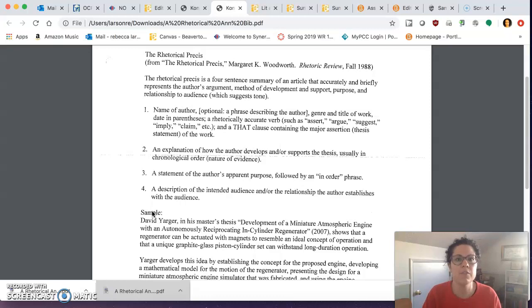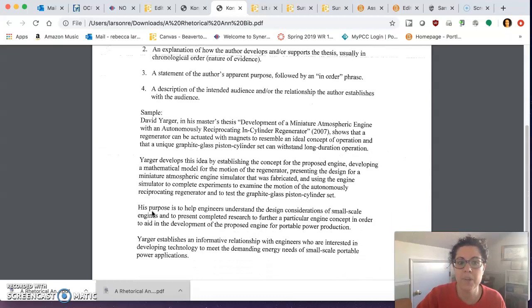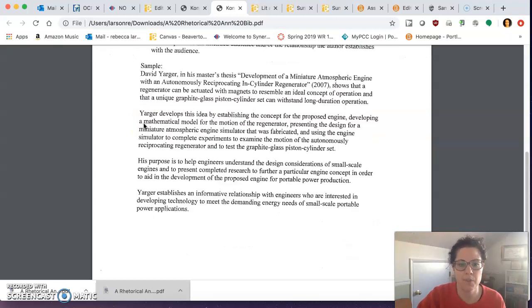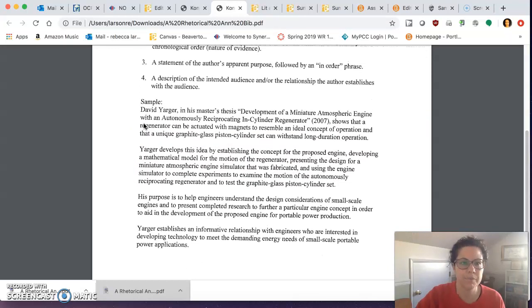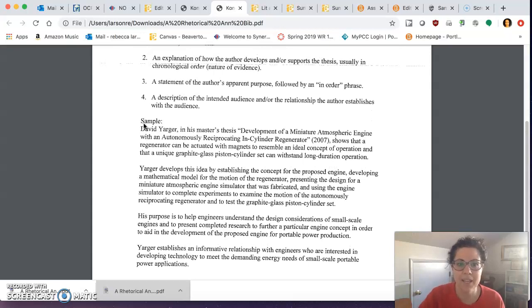But sometimes you might have dove into things that weren't necessarily part of the audience, and that's interesting to think about. So I do have an example here, and I have two other examples linked for you to make sure it's really clear. So here you see, and this one is double spaced, so please ignore that. My other example is mine that I have developed, so it looks exactly like I want it to. So this one has the first sentence, David Yeager in his master's thesis, developing a miniature atmospheric engine with an autonomous reciprocating. So this is the title of it, right?